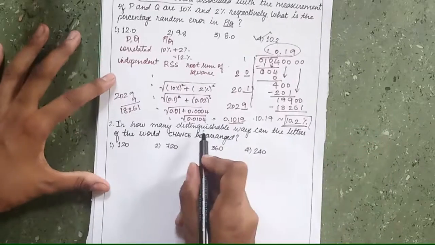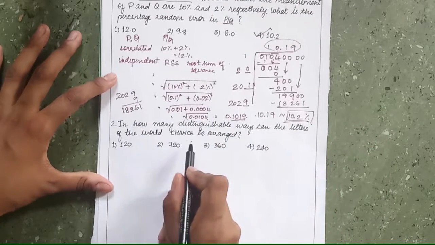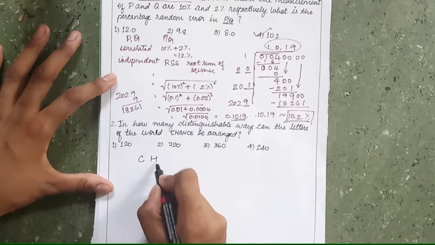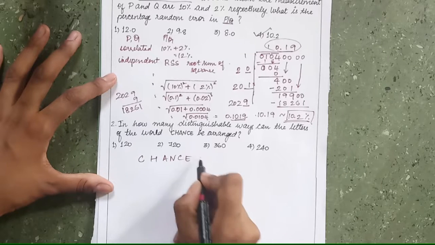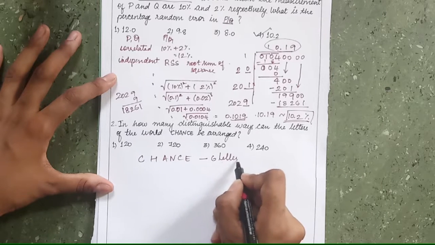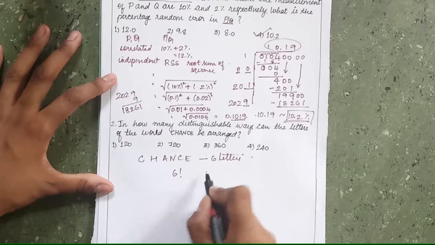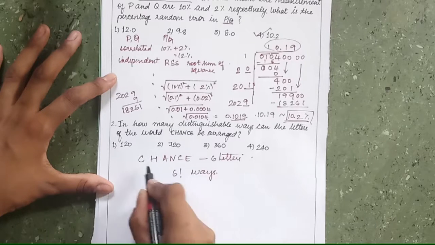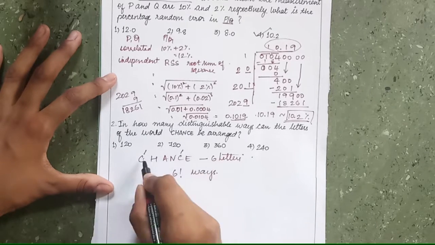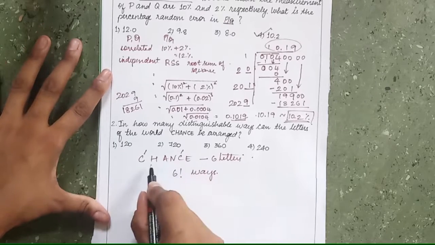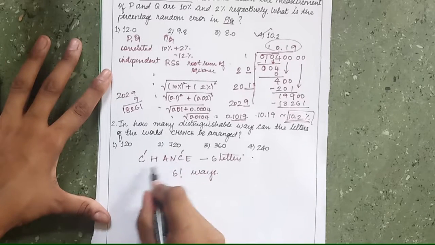In how many distinguishable ways can the letters of the word CHANCE be arranged? CHANCE is a 6-letter word. 6 letters. So it can be arranged in 6 factorial ways. However, we have to note that C is being repeated twice. So we have to remove the instances where C is being interchangeably used.